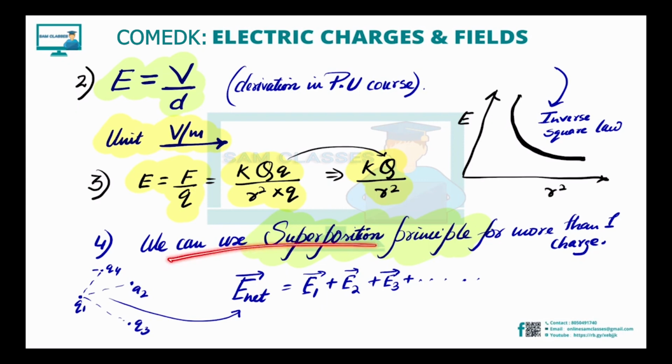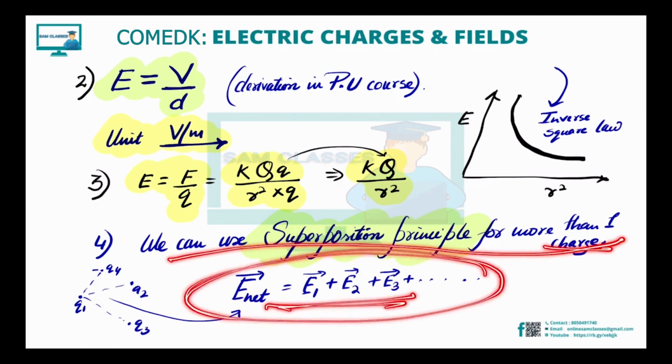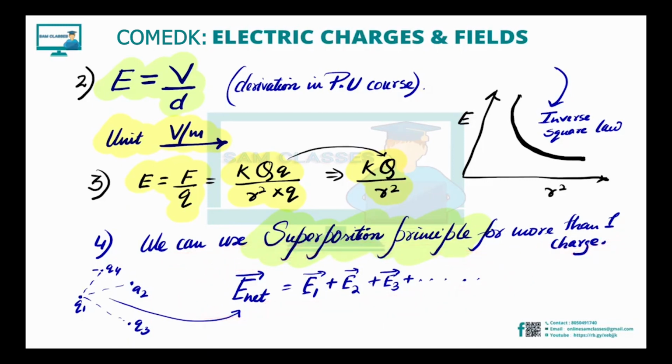Here also, you can use the superposition principle. If you have more than one charge, then the net electric field will be the vector sum of all the individual electric fields. Clear till here?